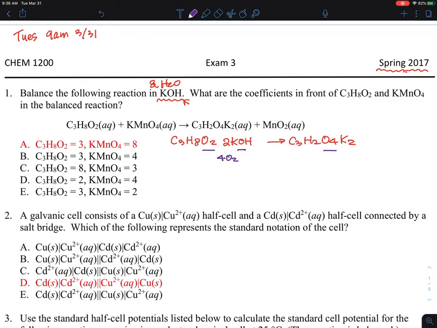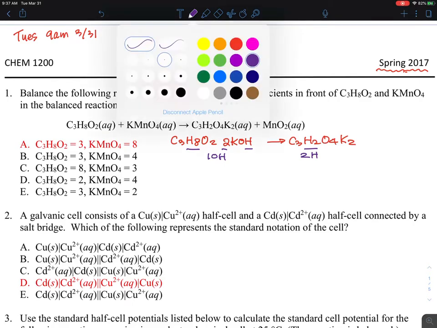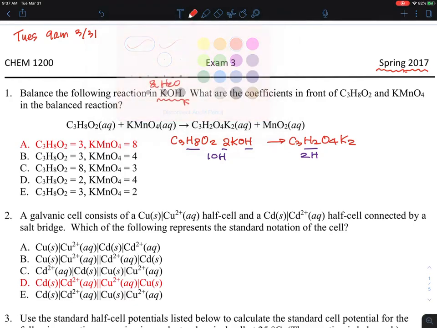So what about the number of hydrogens now? Let me delete that. Oxygen I don't have to worry about. As far as the hydrogen is concerned, I have 10 hydrogens, and on the other side you have 2 hydrogens. So I need to compensate by adding 8 hydrogens, and that hydrogen I cannot really do as is, so I have to put it as H+.